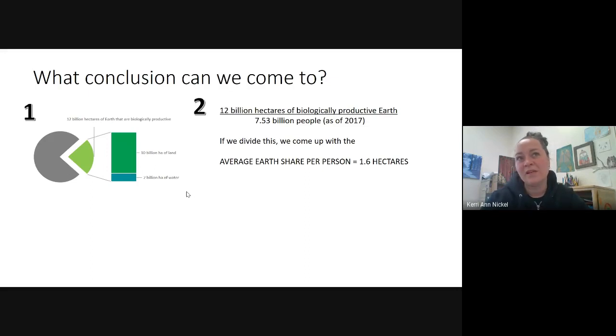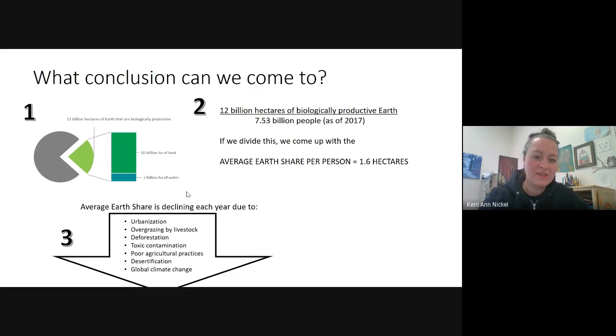Now, of course, we know that's not the way the Earth is divided up right now. I mean, we don't all have equal shares, but it is something to think about for us that if we are using a much bigger share than someone else, that is going to have an impact on how long our resources are going to last. And then this whole issue of sustainability. So the other thing we have to take into account is that the average earth share is actually declining every year.